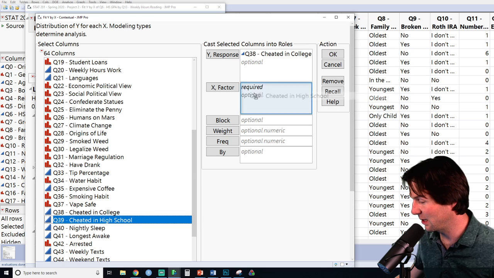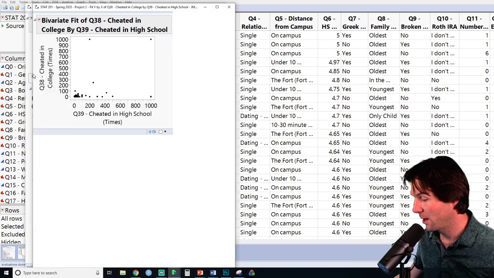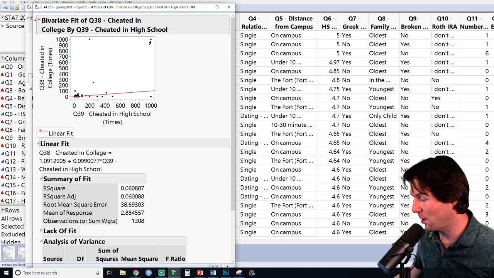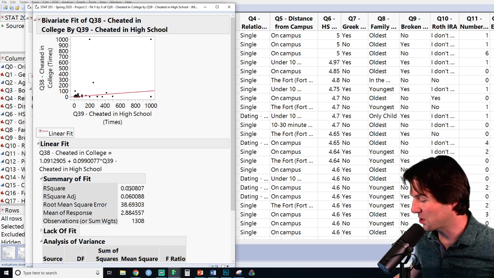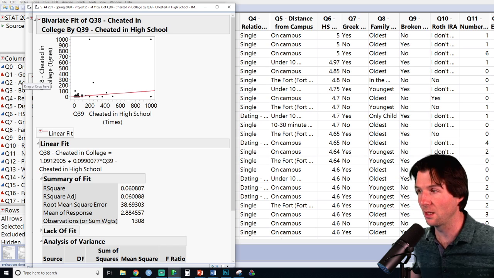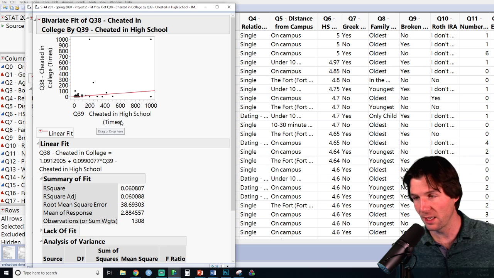We're going to see some more outliers here with how many times they cheated in high school. I've done these before. Someone said they cheated 1,000 times. These two people cheated 1,000 times. But look, 6% of the variation, or 6.08% of the variation in how much someone cheated in college can be explained by the variation of how many times they cheated in high school.